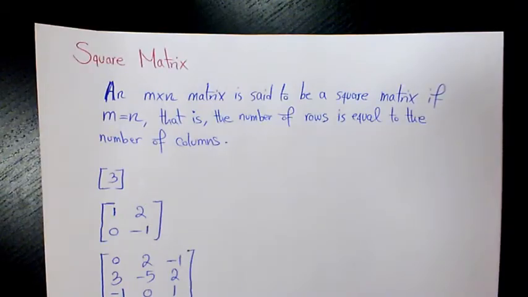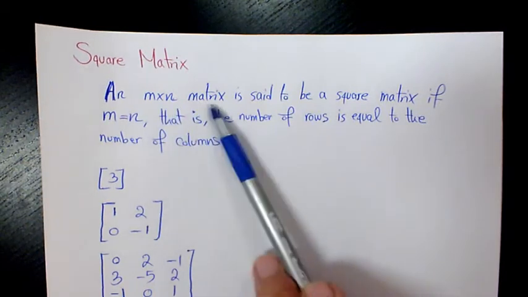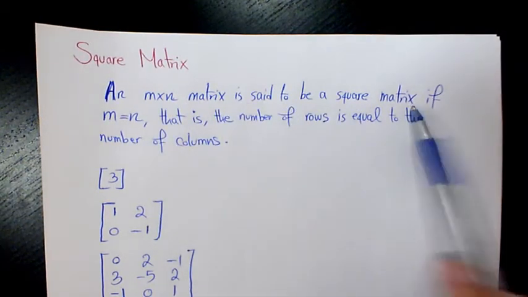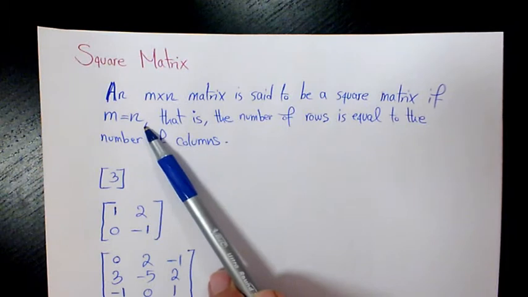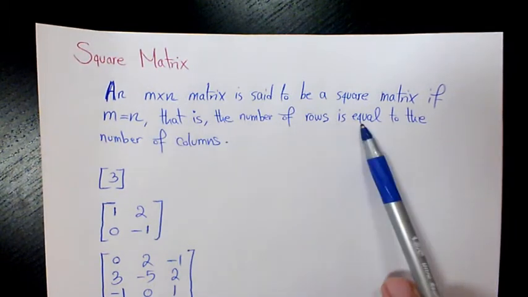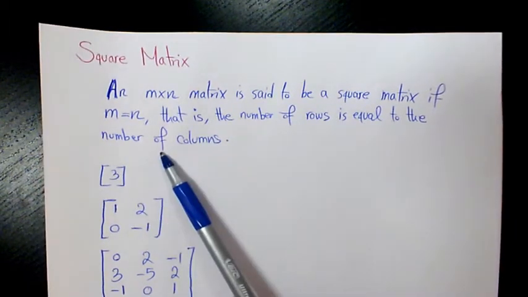Next concept is the square matrix. Whenever the number of rows and the number of columns in a matrix are the same, it means that we are dealing with a square matrix, like a 1 by 1, 2 by 2, 3 by 3, 4 by 4 matrix, and so on. An m by n matrix is said to be a square matrix if m equals n. That is, the number of rows equals the number of columns.